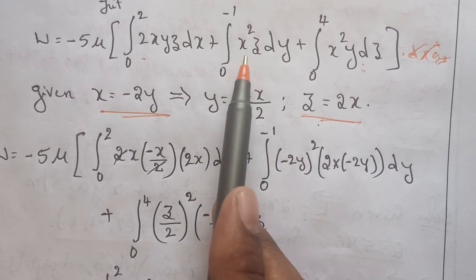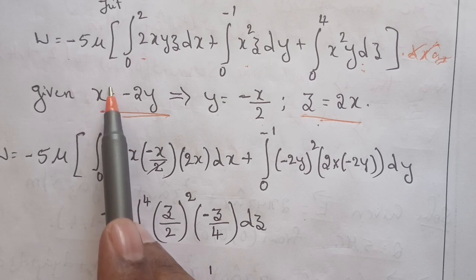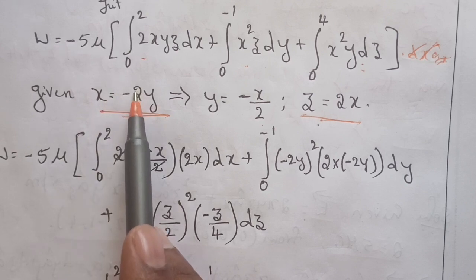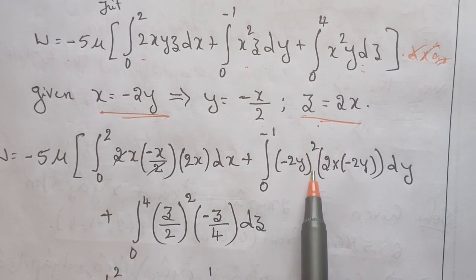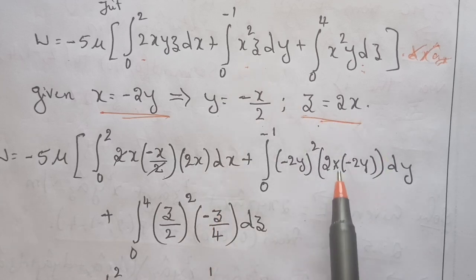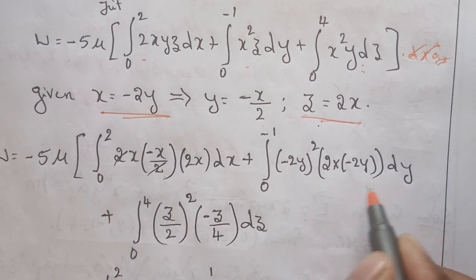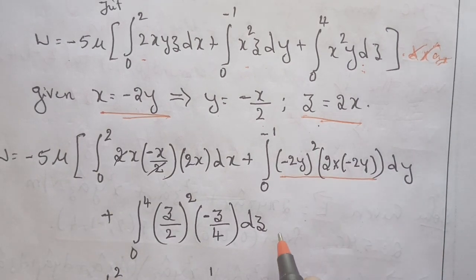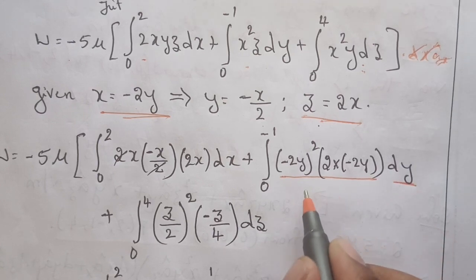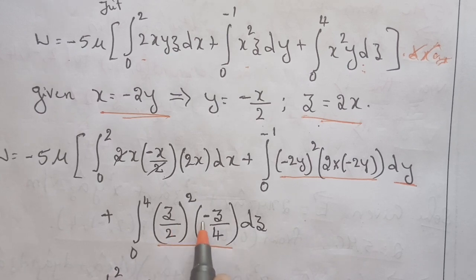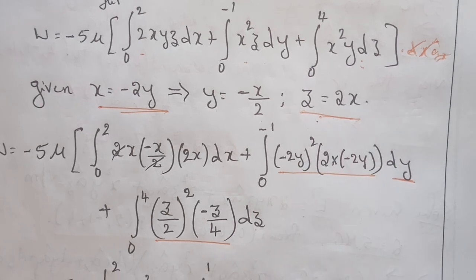Similarly, x square z is there in the second term. So wherever x is there, I can substitute it as minus 2y whole square into y square, minus 2y whole square into, what is z? It is 2x. In place of x again I'll write minus 2y. So my intention is to bring all the variables x and z to y. Similarly, all the variables to z here. Therefore, you got this expression.